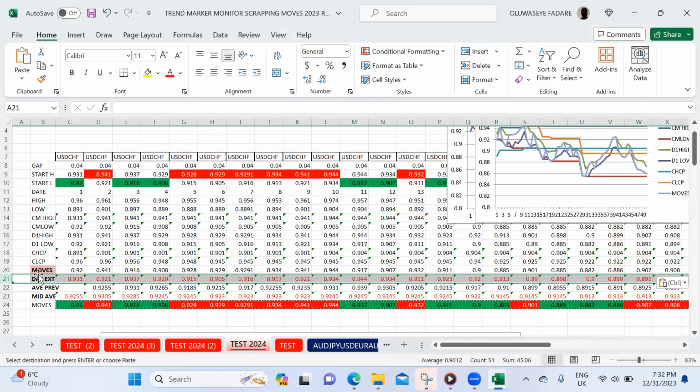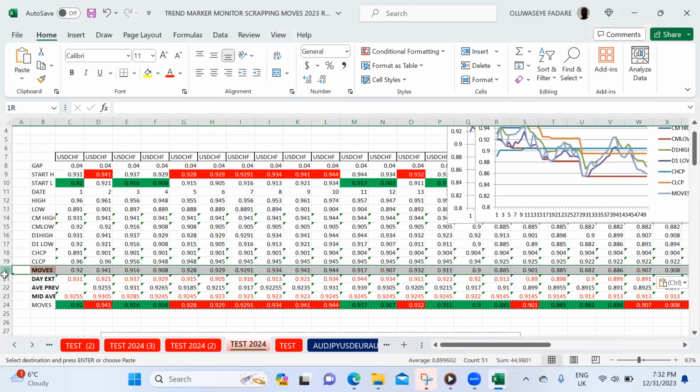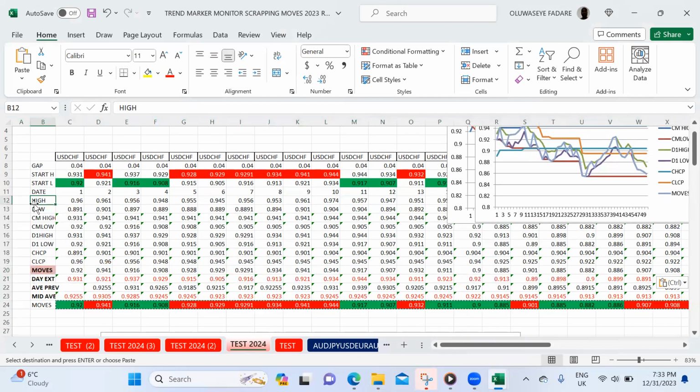So both moves and the day external EXT is the high and the low prices, as you can see here. So these two prices are the same thing as these two prices as well. It's just that they've been reformatted for a different position. After that, we have all these variables.